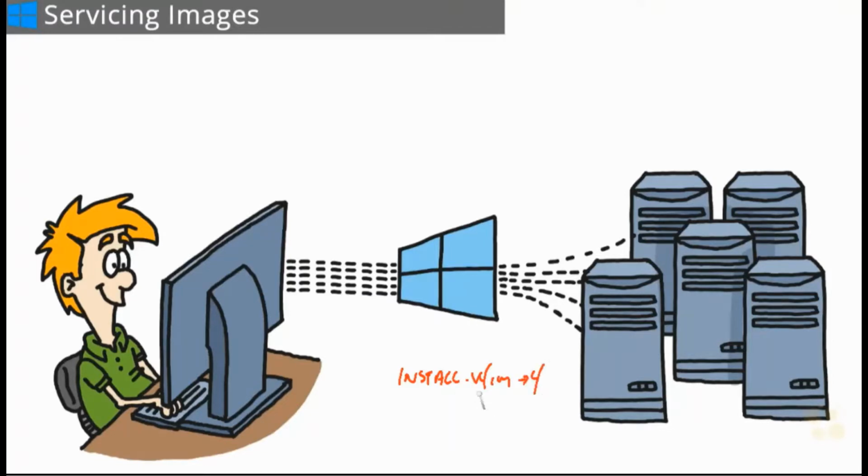Think of a WIM file as kind of a container, right? It's a zip file for images. Well, those 4 images are server core, both data center and standard, and the desktop experience, data center and standard.